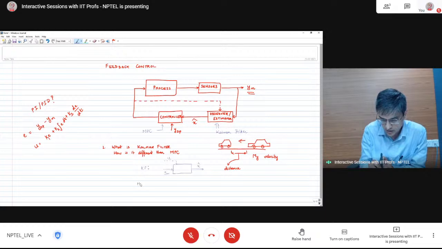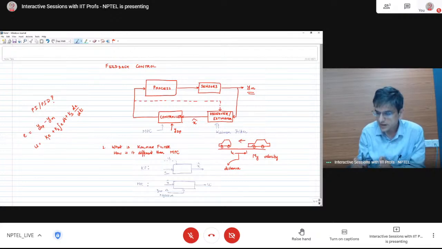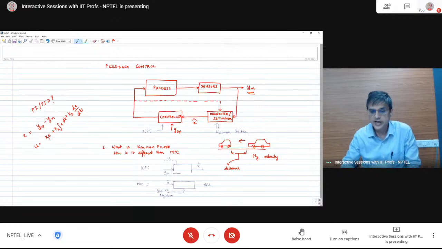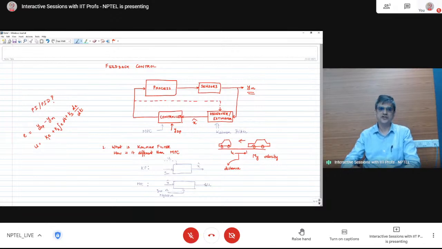What MPC or any controller does is takes X hat information, takes set point or an objective function, and computes the manipulated input. So that's the difference between Kalman filter and MPC. Because MPC is predictive in nature, there is not just a feedback component, there's also a feed forward component.